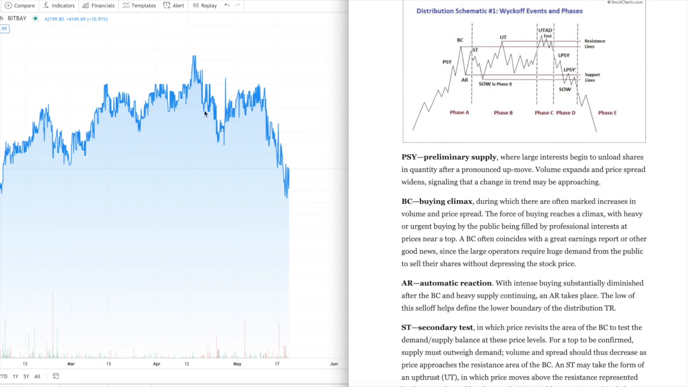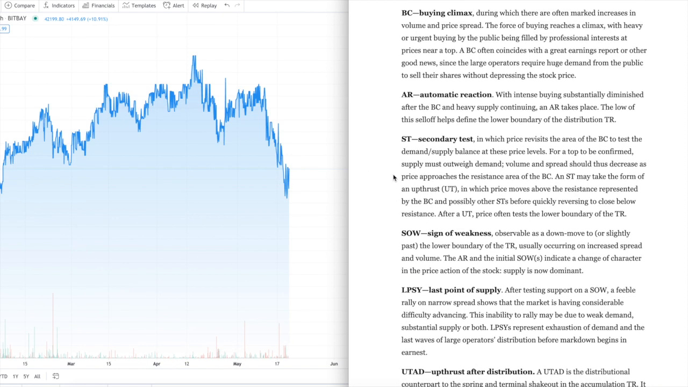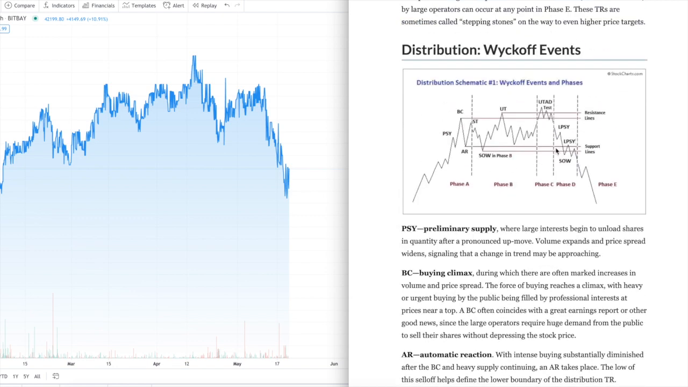So you can see we're at this portion. We come down to here. This is where you could say, quote unquote, is phase D. This is the LPSY, last point of supply. This is basically when they flood the market to see what's going to happen, and there's weak demand because everyone's already buying up here, and then they're like, snap, we're selling down here. They're buying up here, and now, snap, they're selling down here. So they're like, forget it. Go ahead. Send what you got.